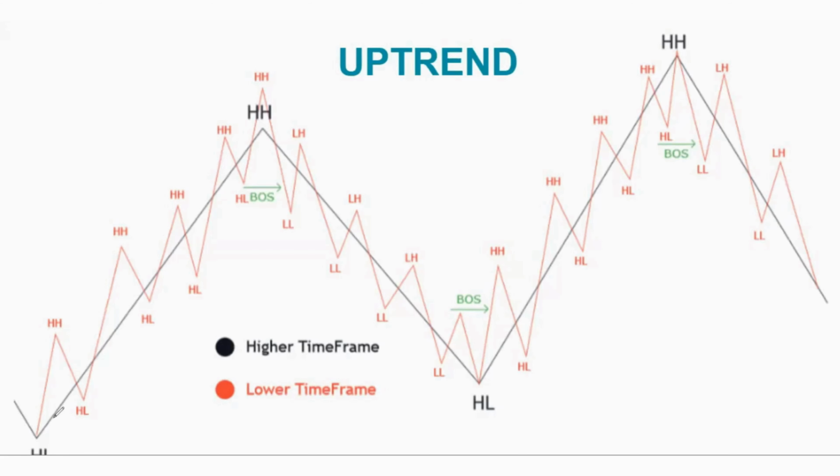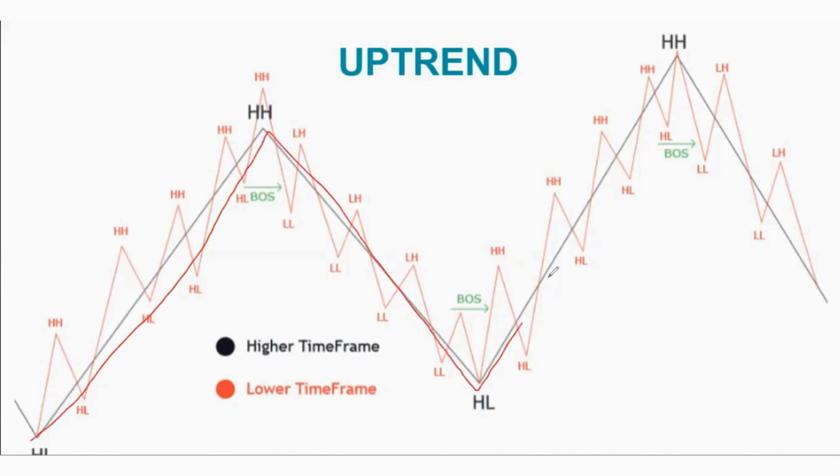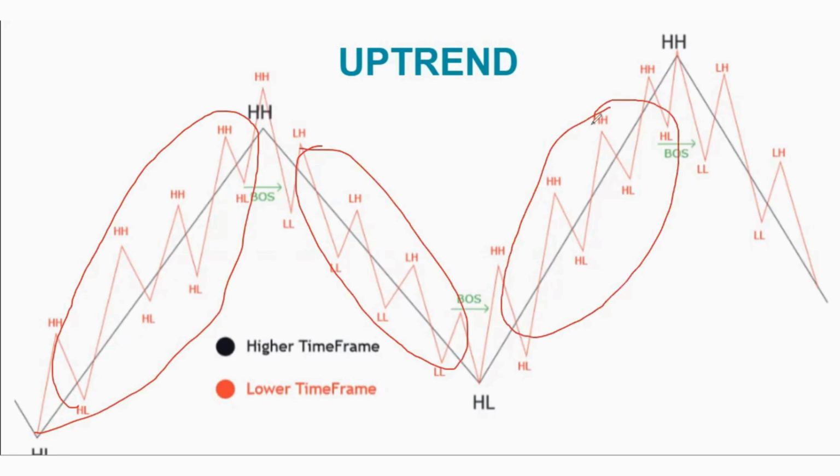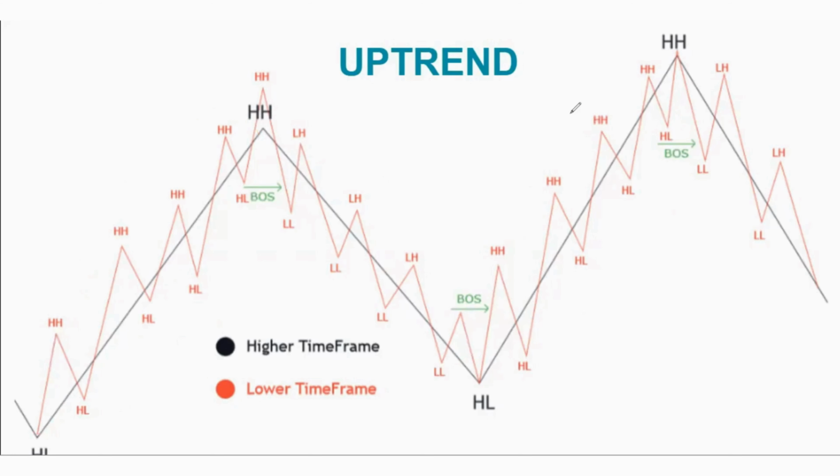The higher time frame never changed the trend. It's just higher high, higher low, higher high, still moving in one direction only. But inside the higher time frame, you see the lower time frame is uptrending here, downtrending in this particular leg, again uptrending here. So this is how the lower time frame will move. So we only need to enter when both are in the same direction.